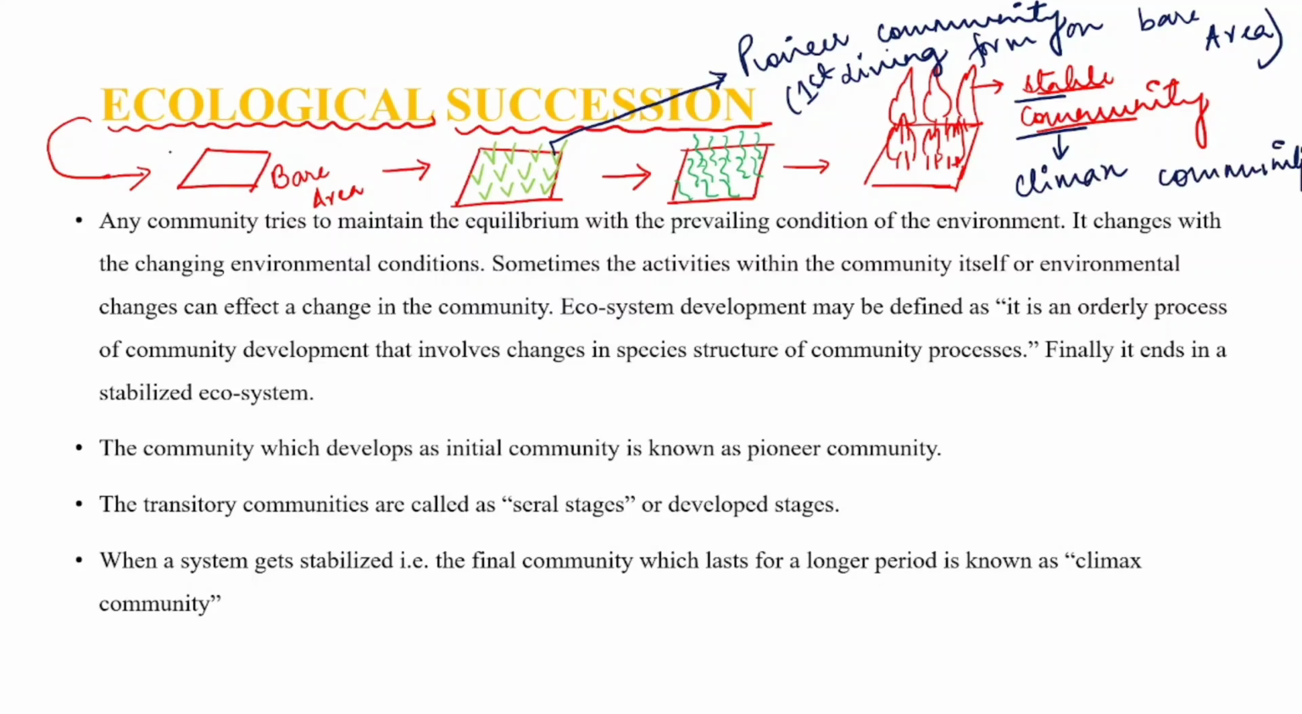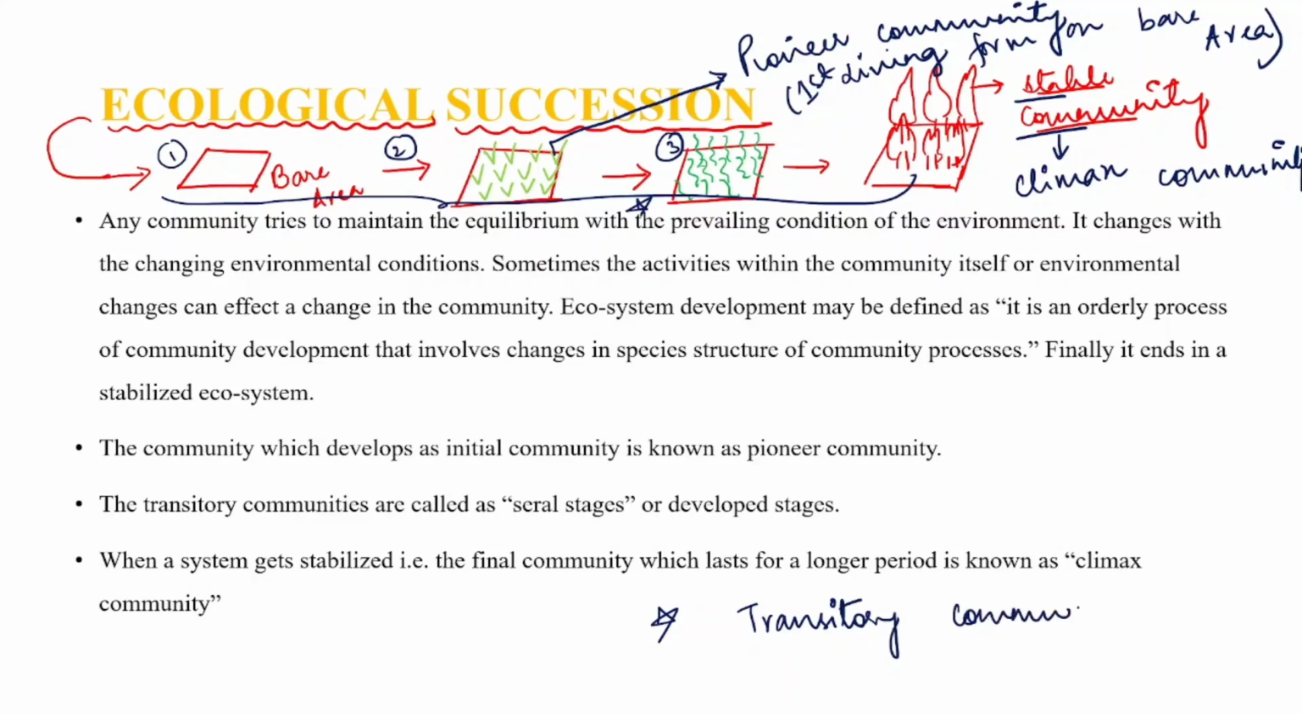And from here, suppose changes 1, 2, 3, 4, we call these transitory communities, and we define these transitory communities with a term: we call them seral stages, right?